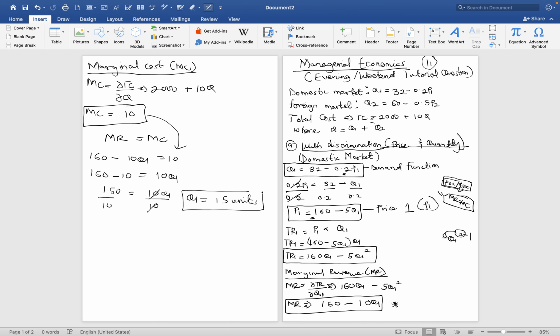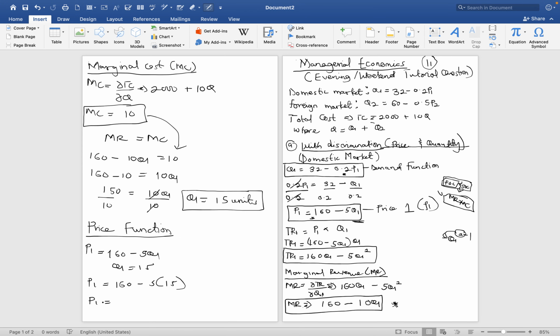So this is Q1. Now we can find the price function as well. Since I have Q1, I can find the price. So with P1, remember we had a price function here. This is it. So P1 is 160 minus 5Q1, where the Q1 is the 15 we just solved. So P1 is equal to 160 minus 5 times 15.